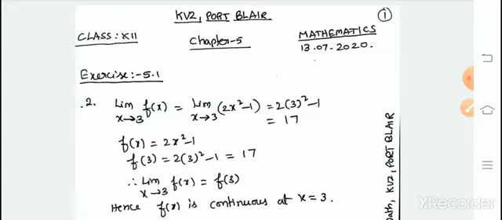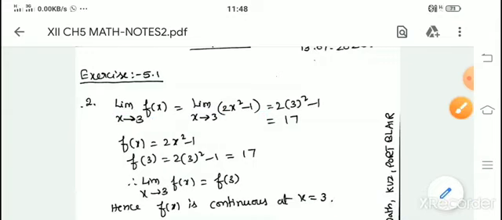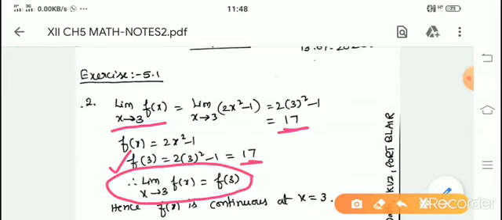The first question: they gave us f of x equal to 2x squared minus 1, and they are asking us to check the continuity of the function at x equal to 3. First you find the limit as x tends to 3 of f of x; the value we get is 17. In the same way you find f of 3, and we get 17. So according to definition 1, when the limit as x tends to 3 of f of x is equal to f of 3, then you can say that the function is continuous at x equal to 3. That way you can explain it, with the help of definition 1.